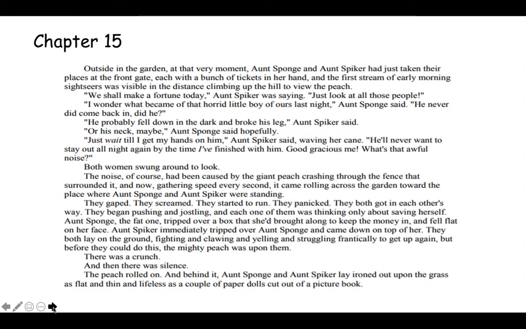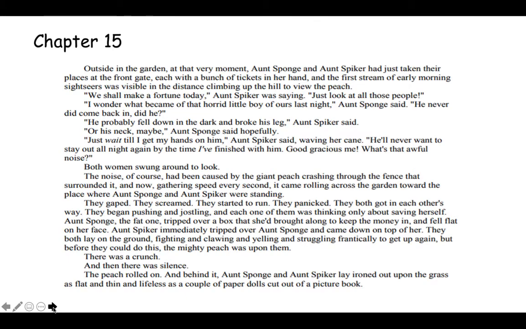"He probably fell down in the dark and broke his leg," Aunt Spiker said. "Or his neck, maybe," Aunt Sponge said hopefully. "Just wait till I get my hands on him," Aunt Spiker said, waving her cane. "He'll never want to stay out all night again by the time I've finished with him. Good gracious me, what's that awful noise?" Both women swung around to look.